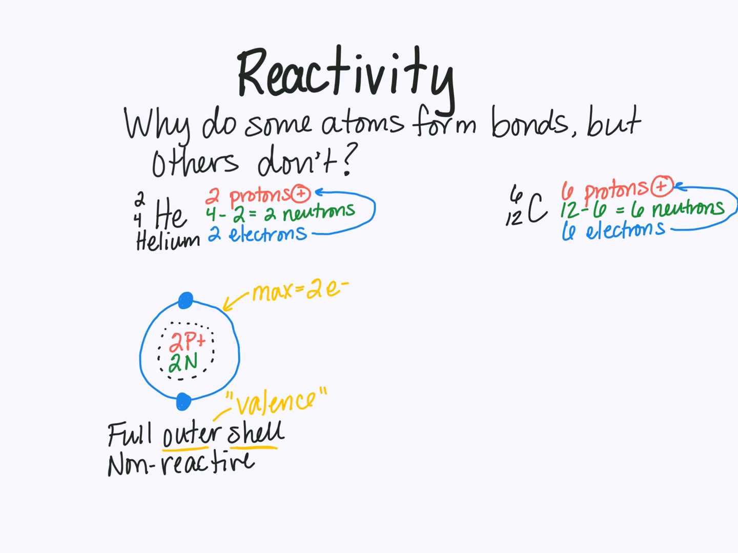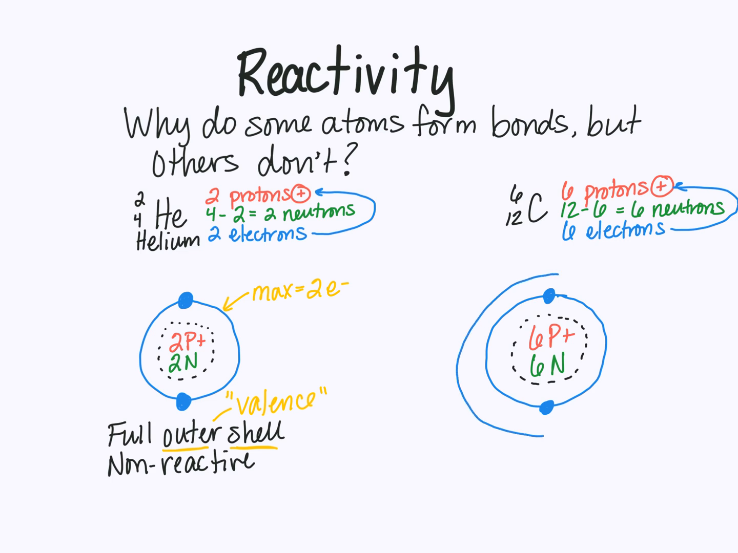So if we were to draw a model of carbon, we would put our 6 protons in the nucleus and our 6 neutrons in the nucleus. And we'll draw our little dotted line so we know that that's the nucleus, or the middle of the atom. And then we have to place our electrons. So in our first orbital or shell, remember it maxes out at 2 electrons. So we're going to put 2 electrons in that shell. But carbon has 6 electrons, so we still have 4 more electrons that need somewhere to go. So we're going to add a second electron shell. And in that one, we're going to add our 4 remaining electrons.